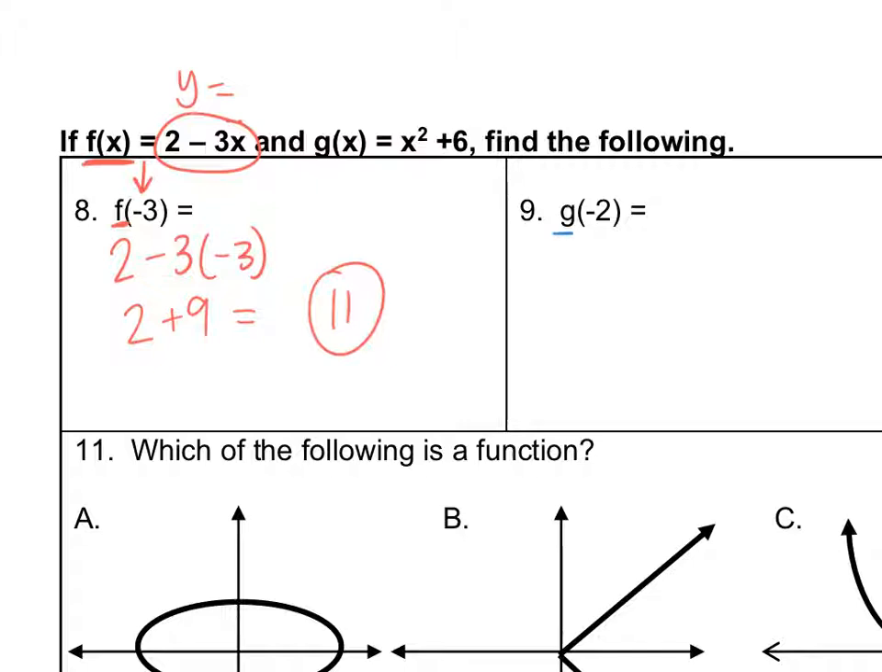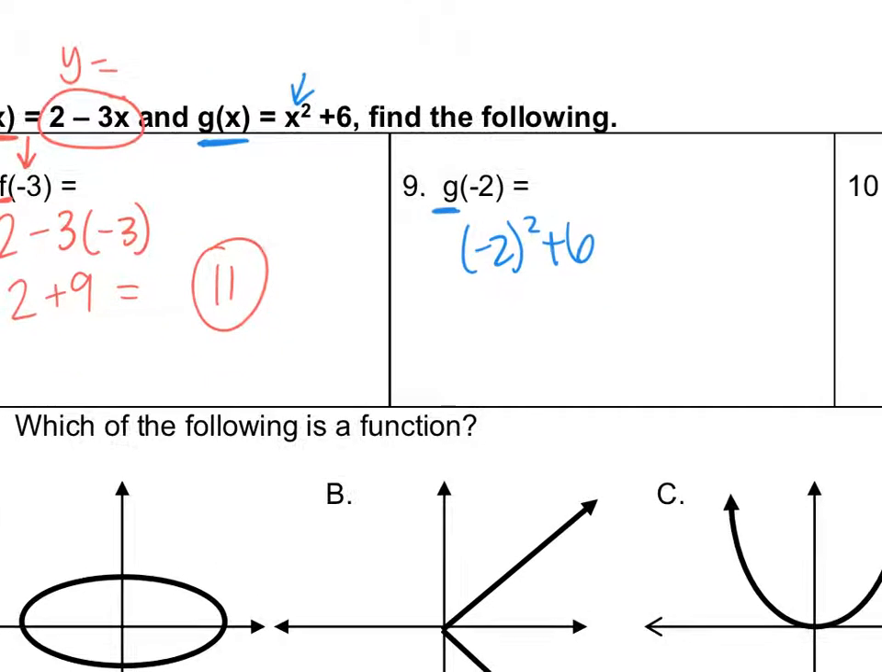G of negative 2, this time I'm going to use the g of x function, so negative 2 squared plus 6. Be very careful if you're doing this by hand, that if you have an x squared or anything squared, that you put that in parentheses. Negative 2 squared is 4 plus 6 is 10.